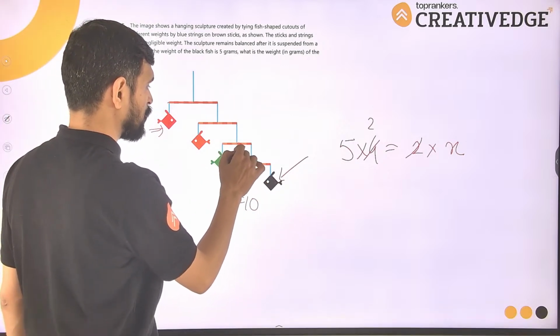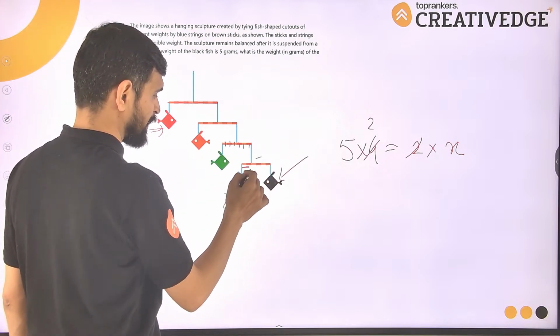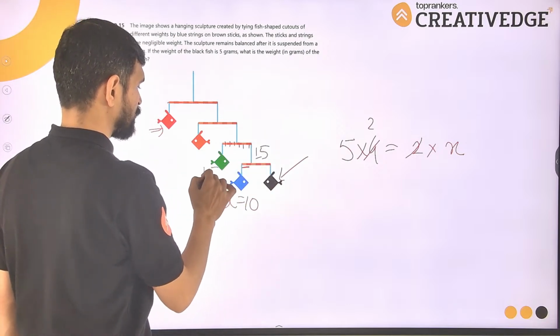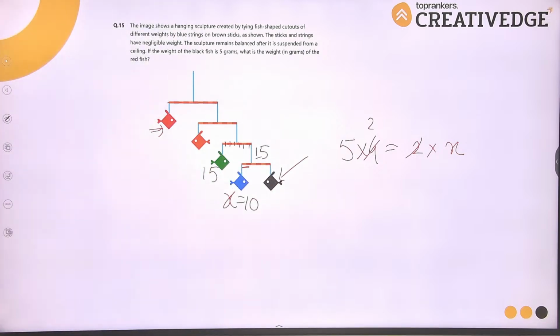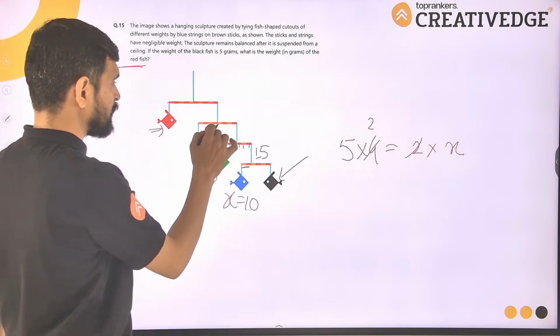Now we have 1 block, 2 block, 3 block. So whatever is the total weight at this end, so that is 15, becomes the weight of green one. So this one is 15, right? आपको पता करना red का weight क्या होगा. This one is orange.